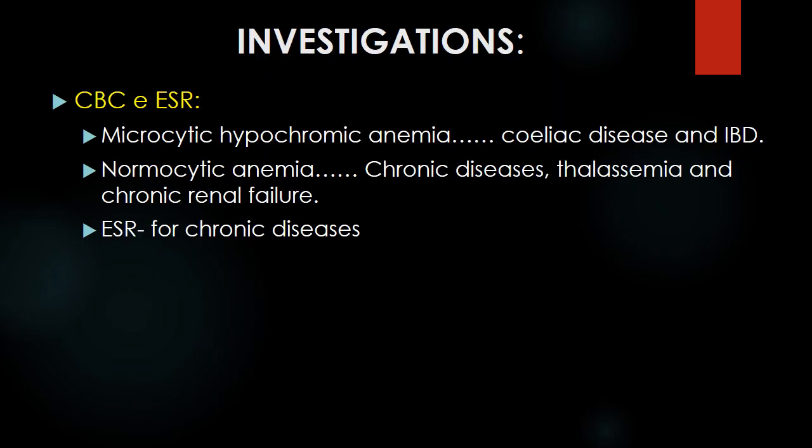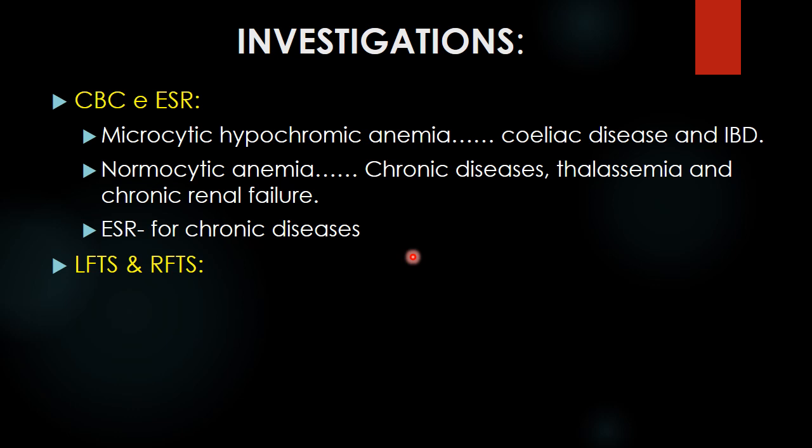How do you investigate these children? The supportive tests: if there is evidence of anemia, it may point towards celiac disease or IBD. A normocytic normochromic anemia might point towards chronic diseases or chronic renal failure. Thalassemia actually would have microcytic hypochromic anemia. ESR would be raised in chronic diseases.